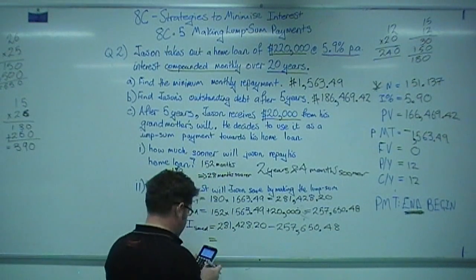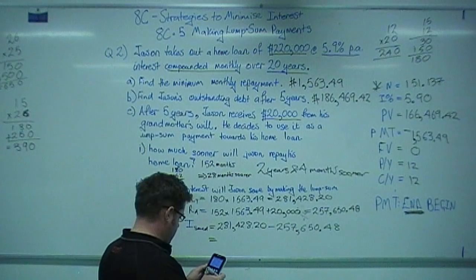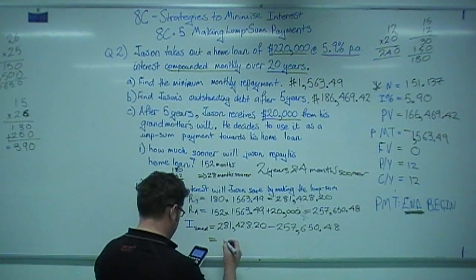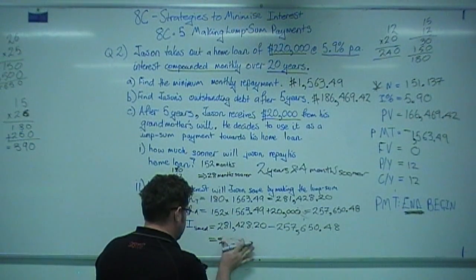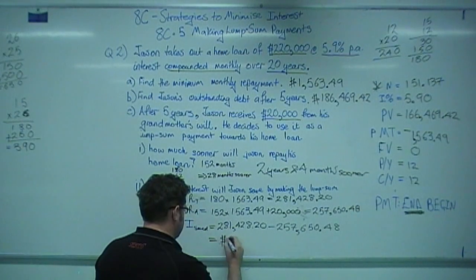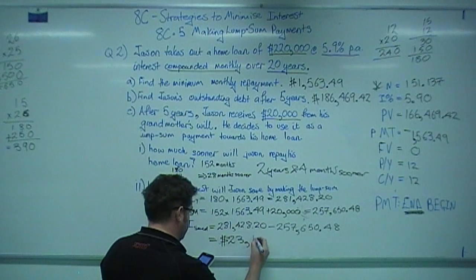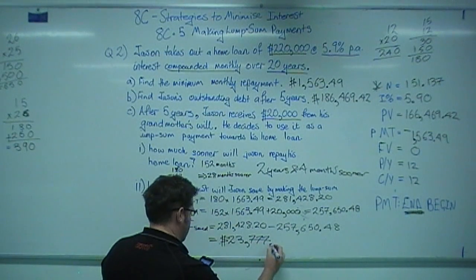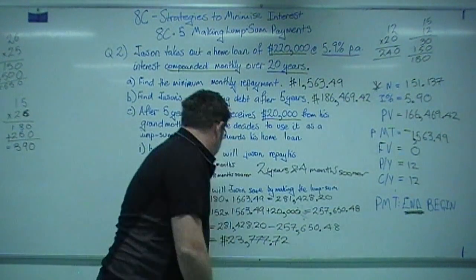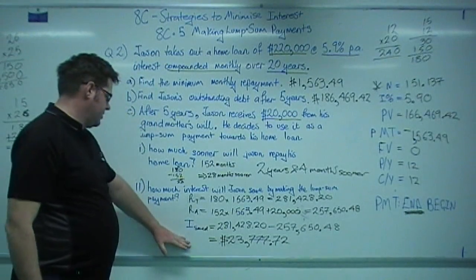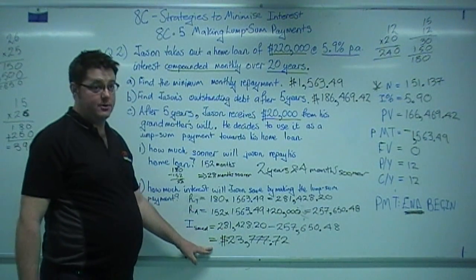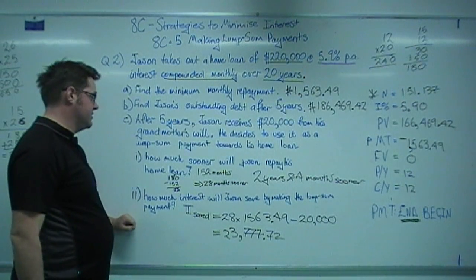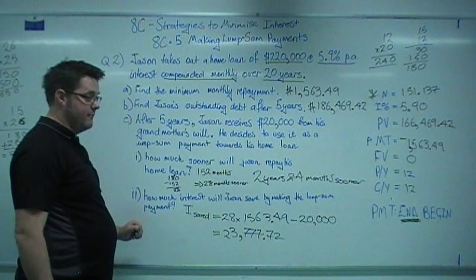8C.650.48, and we can stick that in the calculator. That will equal $23,777.72. Alright. So there we have it. In total, interest saved is $23,777.72. The question that's posed is, how much interest will Jason save by making the lump sum payment?